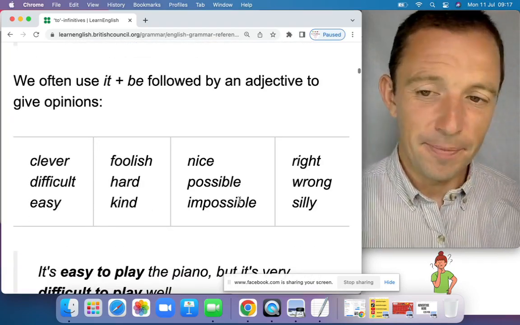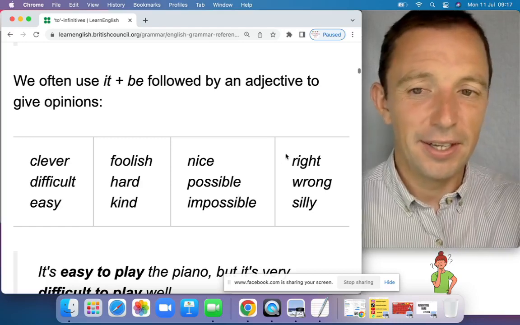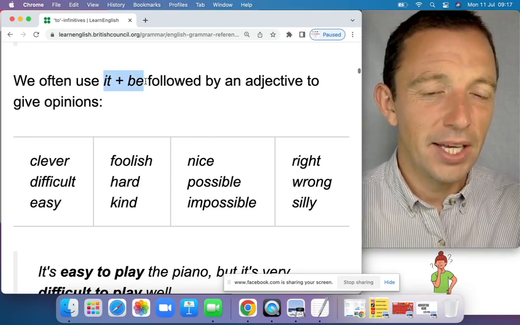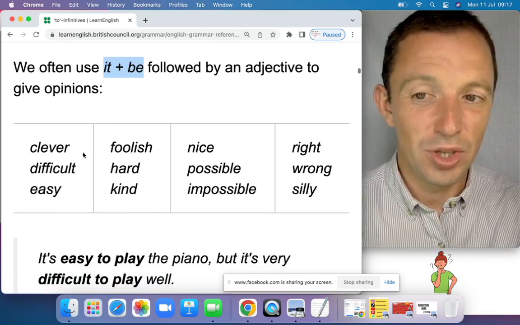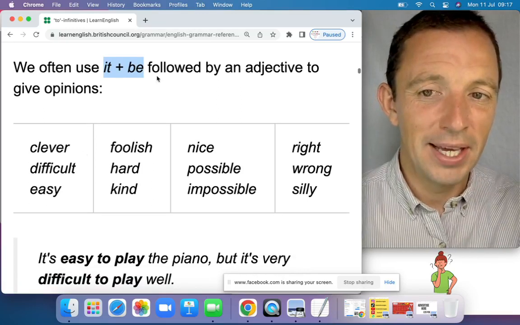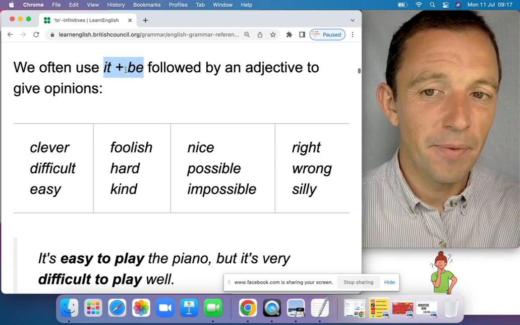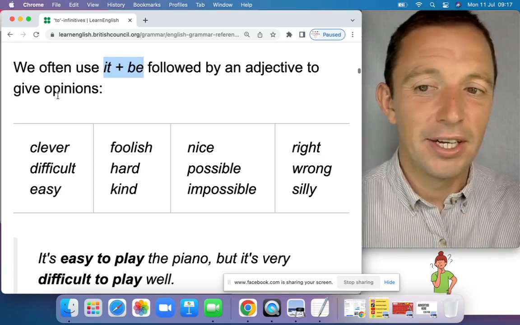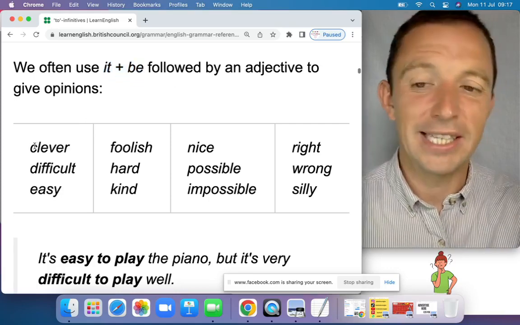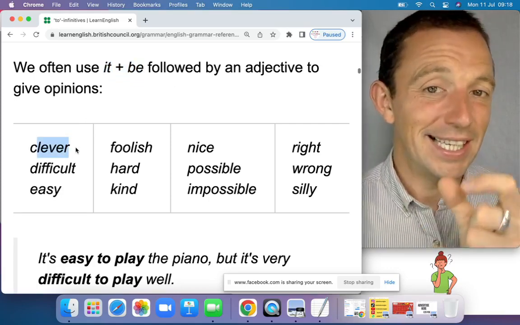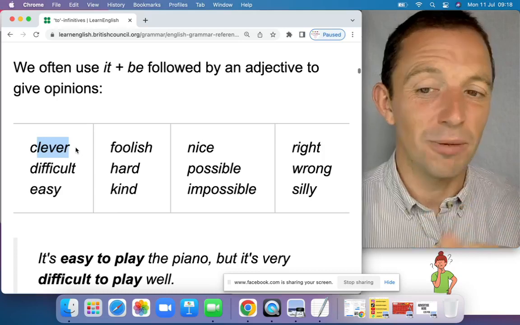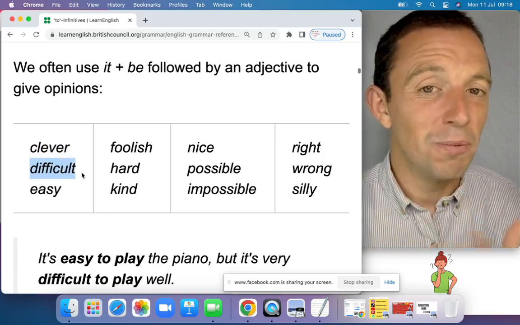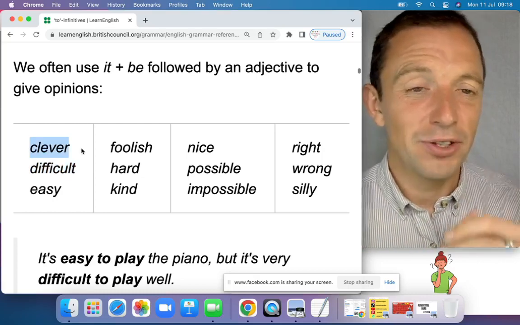We regularly use it plus be followed by an adjective to give infinitives. So we often use it plus be followed by an adjective. It was clever, it is clever, it will be clever to give opinions. Okay, so it is clever, that's my opinion. It is clever, this is expressing your opinion. It is difficult, you're expressing your opinion. It is difficult to complete the exam. It is clever to prepare for the exam.